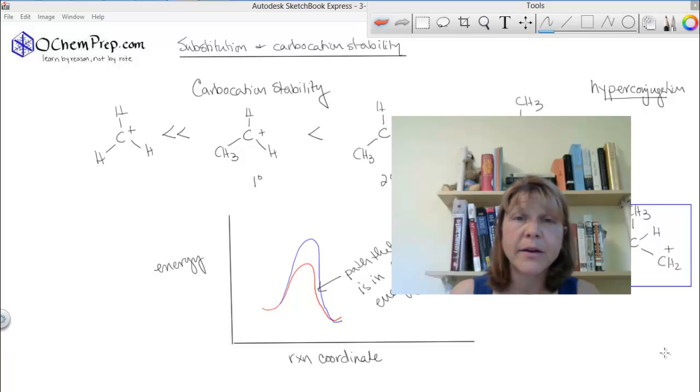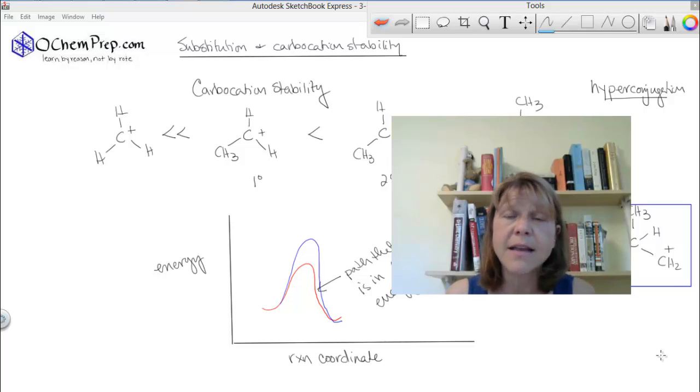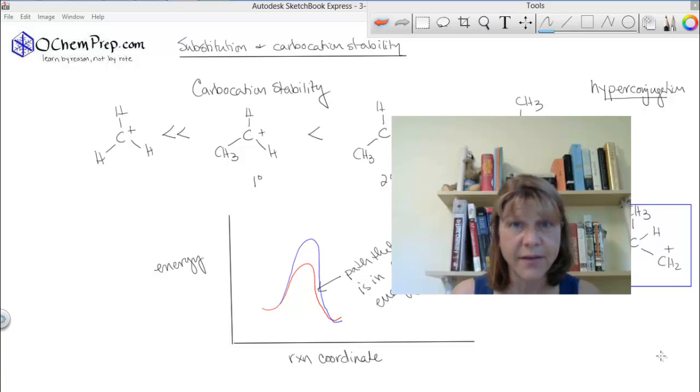So with the preliminaries all done, we'll go into nomenclature, which is naming alkenes, and then we'll look at the reactions of the alkenes.